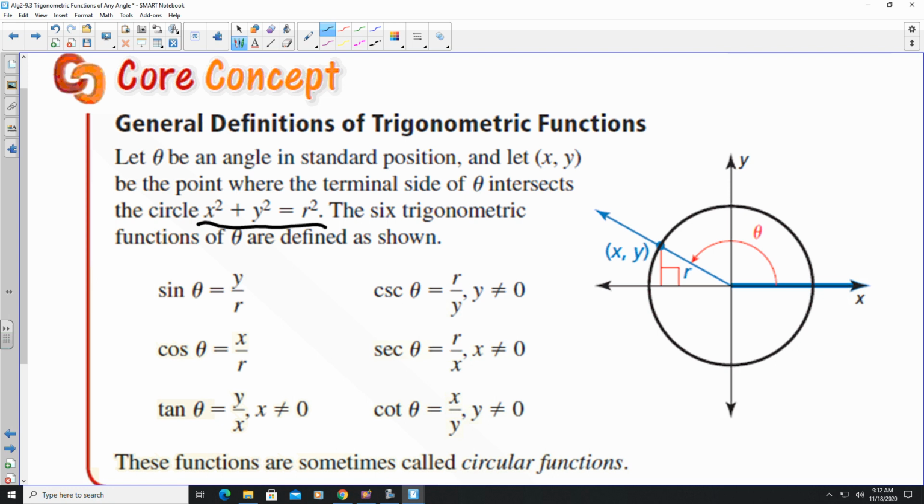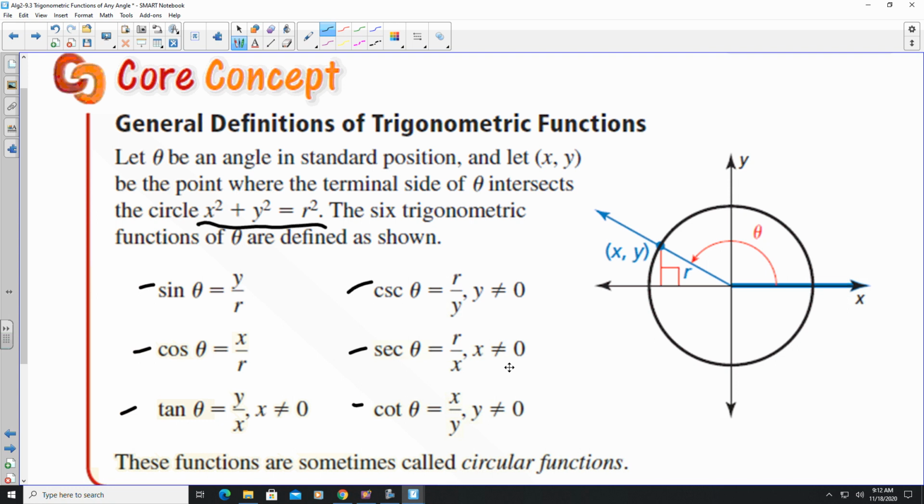So we can discover what the trig function is as long as we know at least two of the three terms. So if we know x and y, we can find r. If we know r and we know x, we can find y. And we can do all that by using essentially the Pythagorean theorem. And then to discover what the six trig functions are, it's simply those values in the ratio.